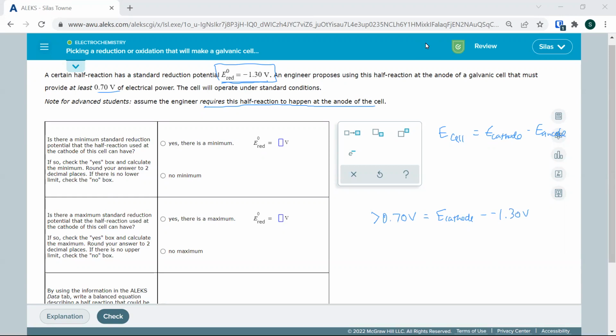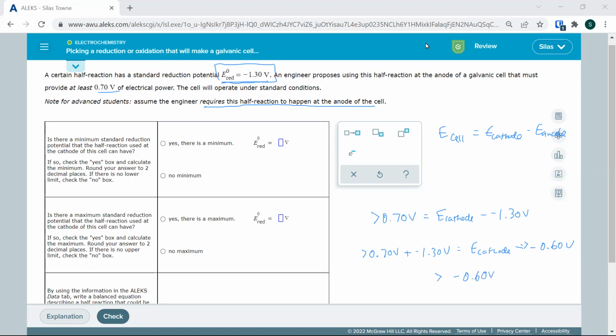So what must the cathode be? If we add this over here, we get greater than 0.7 plus negative 1.3 equals our cathode, which will equal negative 0.60 volts. So we need the cathode to be greater than negative 0.60 volts. It could be anything that is larger than that.